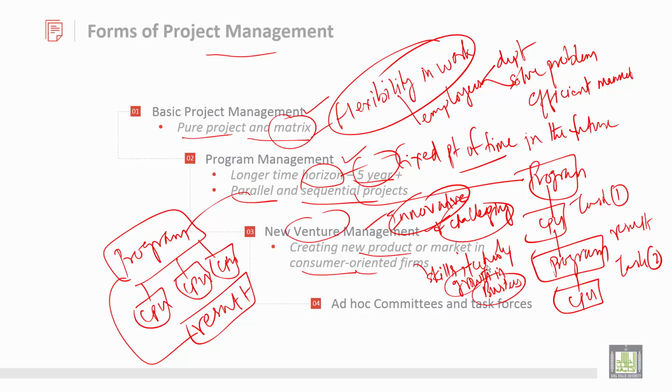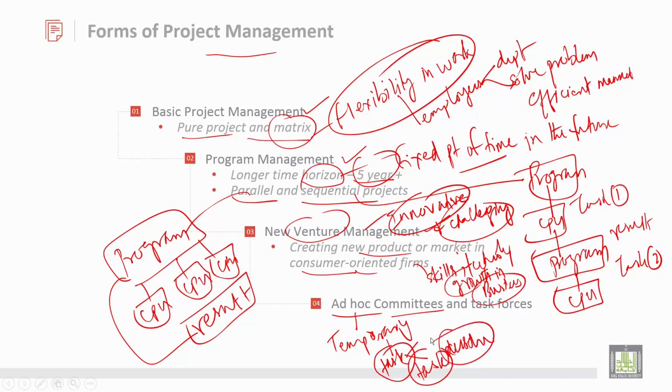Then finally we have ad hoc committees. An ad hoc committee is a temporary committee formed for a specific task. They are formed for the specific task, and it can be dissolved after the task is done. This is the aim of the ad hoc committee.